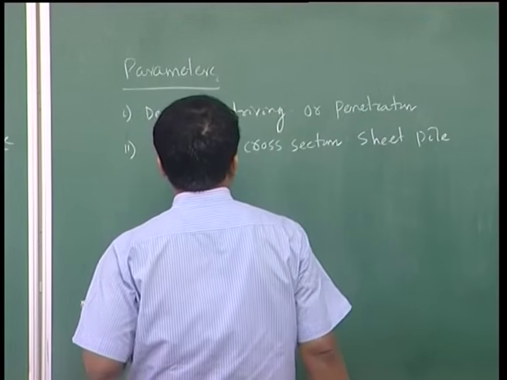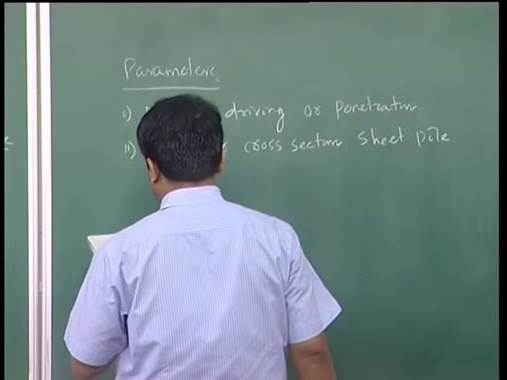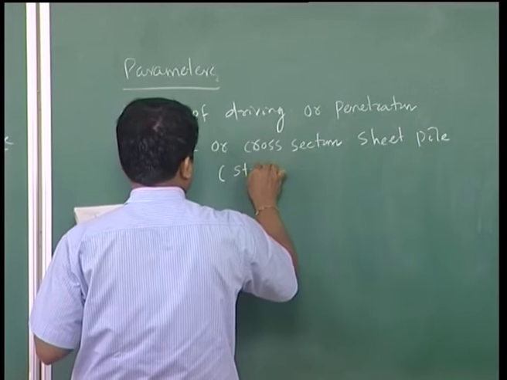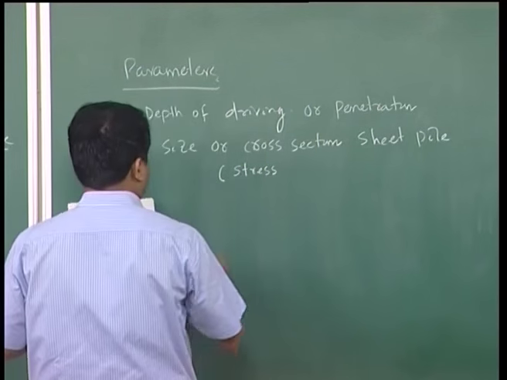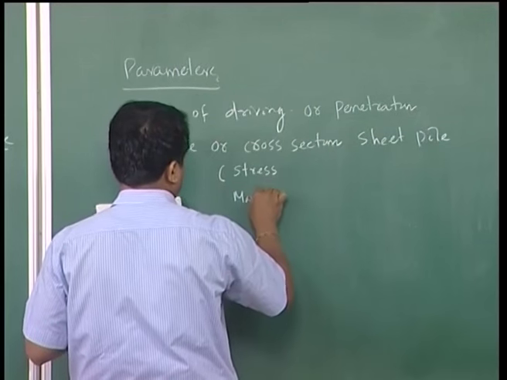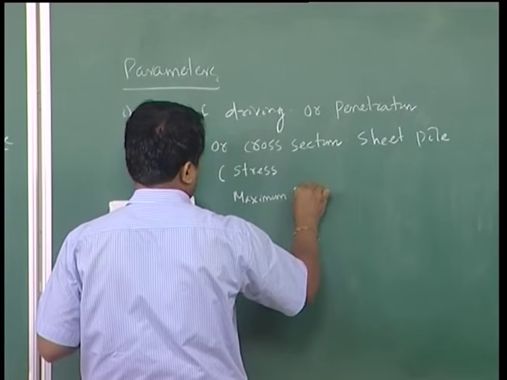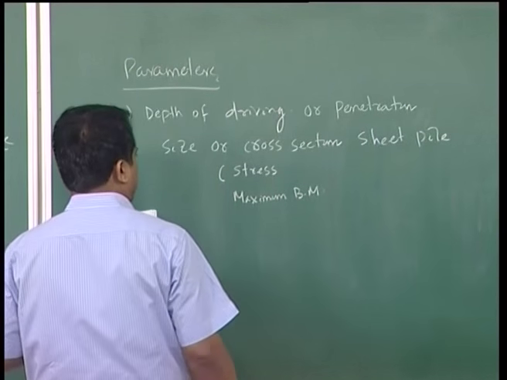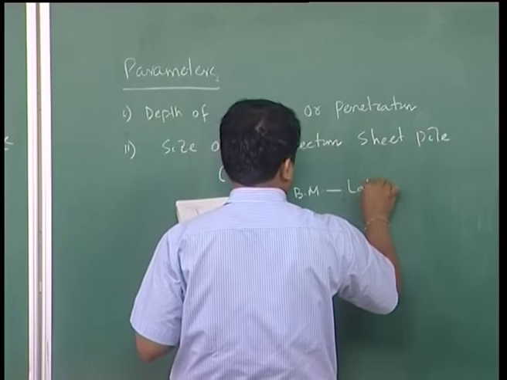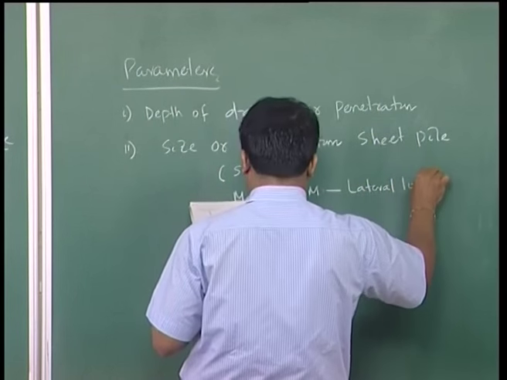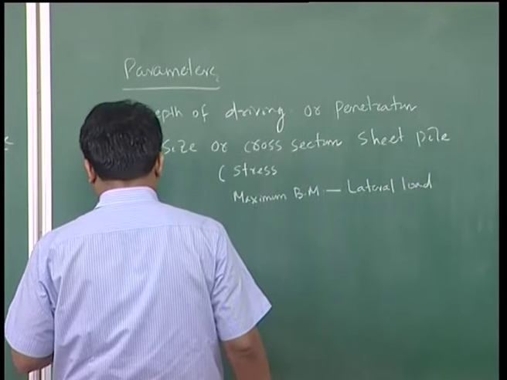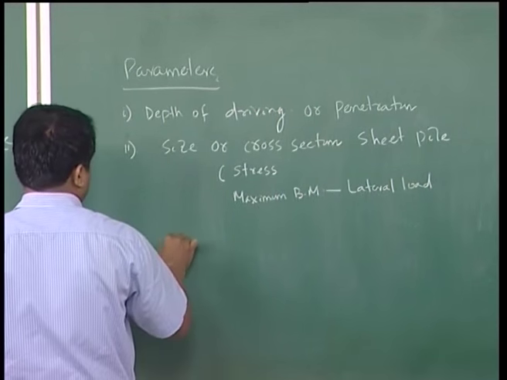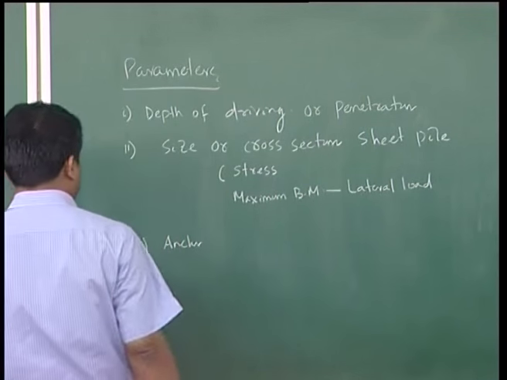Then, for the size and cross section of the sheet pile, what you are supposed to find out is the stress and the maximum bending moment, and by maximum bending moment, I mean because of your lateral load. Then third is, if you provide some anchor, maybe the anchor capacity, anchor if necessary.